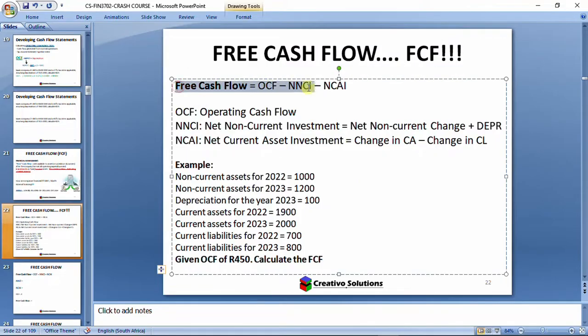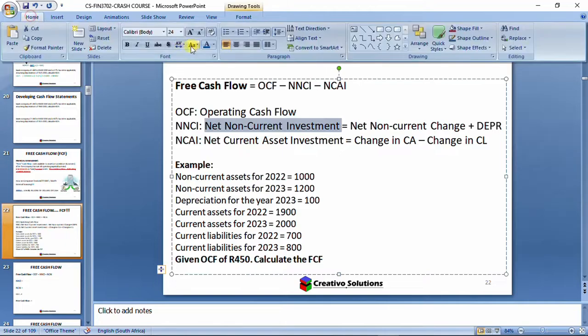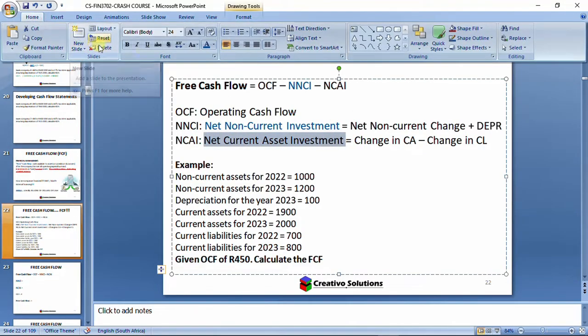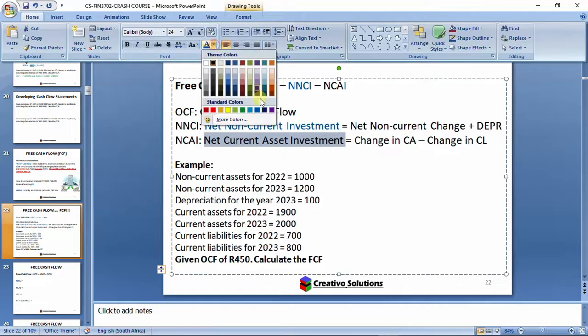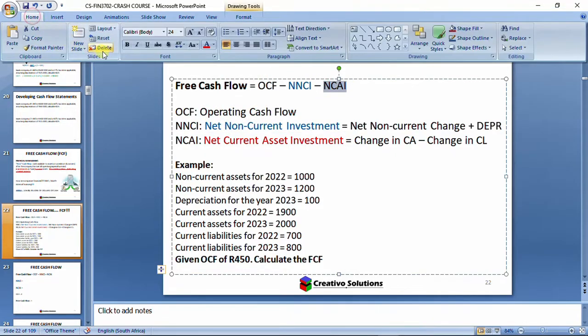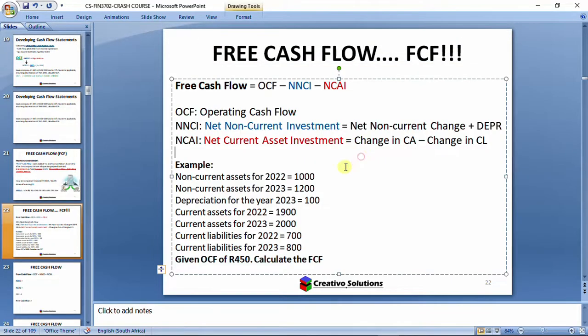When you're calculating free cash flow, this is the formula: OCF minus NNCI, which stands for net non-current investments, and net current asset investments. Maybe let's highlight those in color. Those are the two. So let's look at the working.